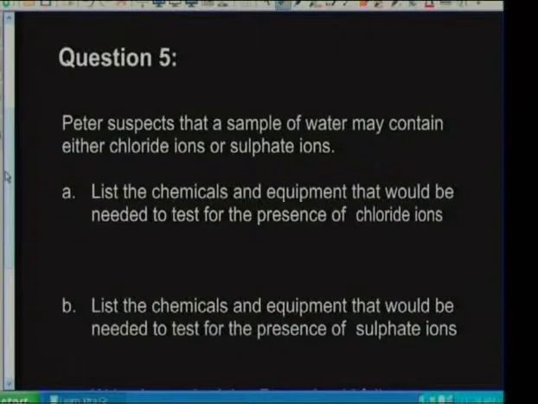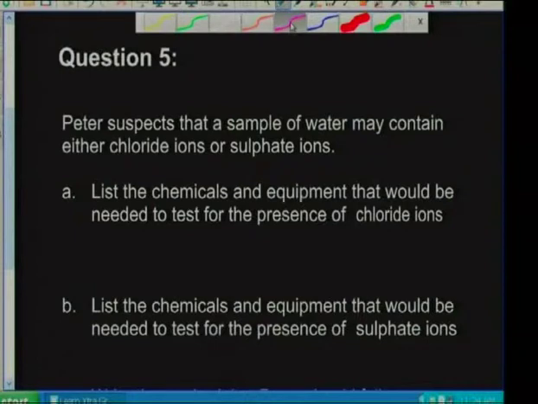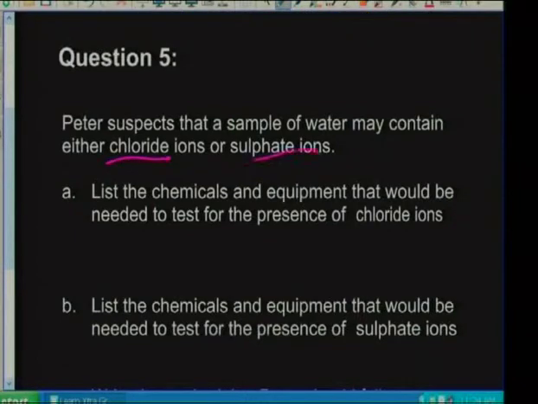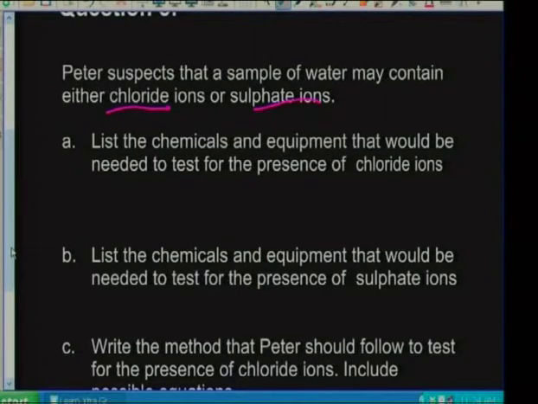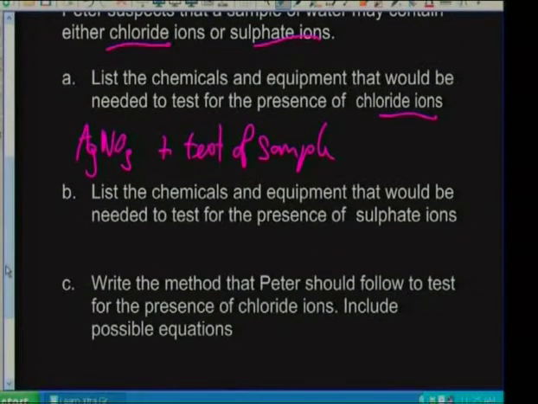So here we go. Question number 5 says, Peter suspects that a sample of water, probably just tap water, may contain either chloride or sulfate ions. How is he going to determine the difference between them? Well, the question says, list the chemicals and equipment that would be needed to test for the presence of chloride ions. Well, we simply need some silver nitrate. We're going to need that. Make sure it's in distilled water. And we're just going to need a test tube of the sample. We add the one to the other, and we will see if we get a precipitate.